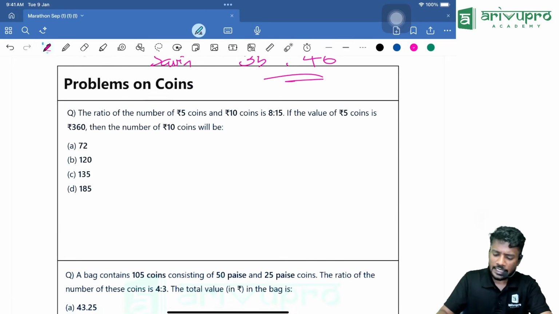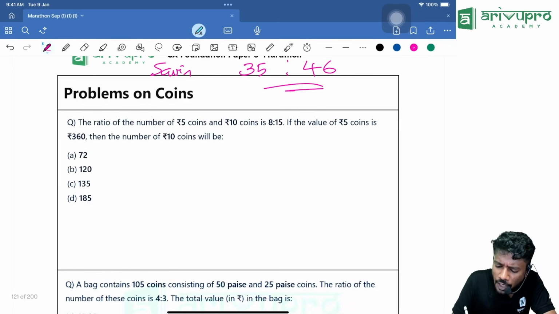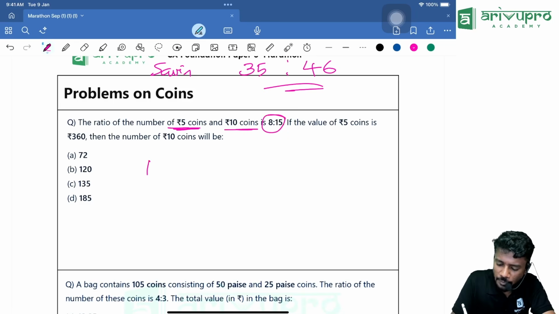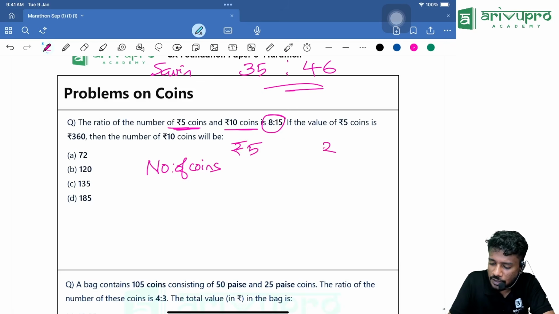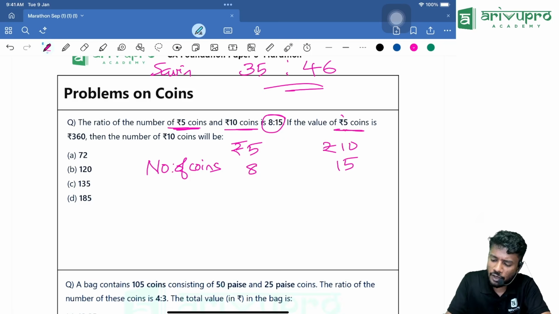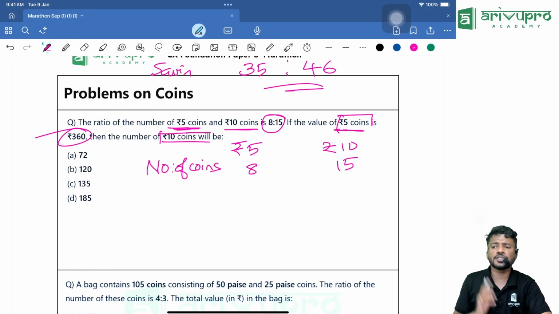Now, the ratio of the number of 5 rupee coins and 10 rupee coins is 8 is to 15. I am writing the number of coins: 5 rupee, then 10 rupee, 8 is to 15. The value of the 5 rupee coins is 360. Then how many 10 rupee coins will there be is the question.